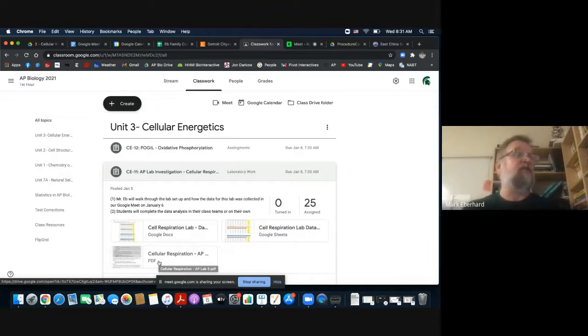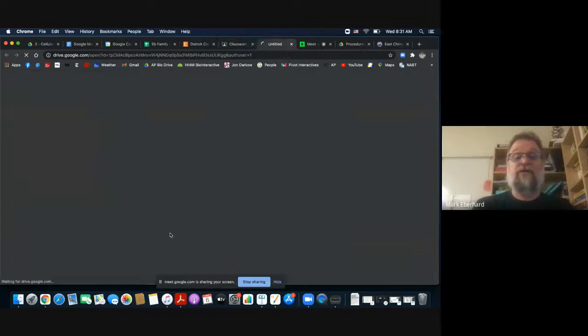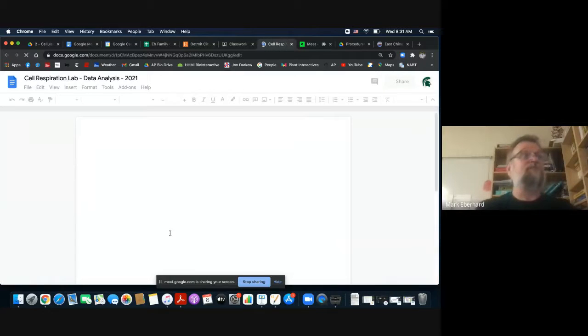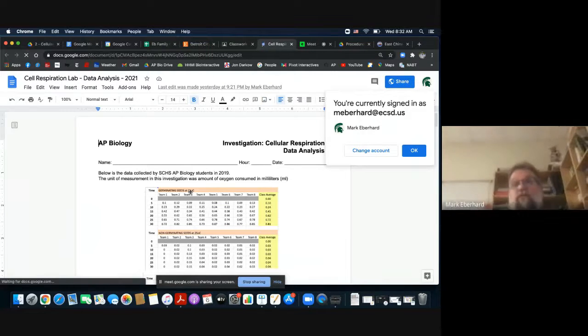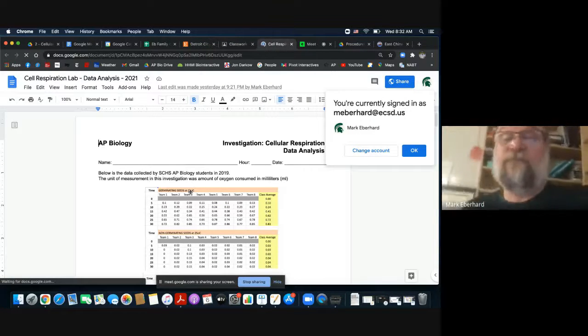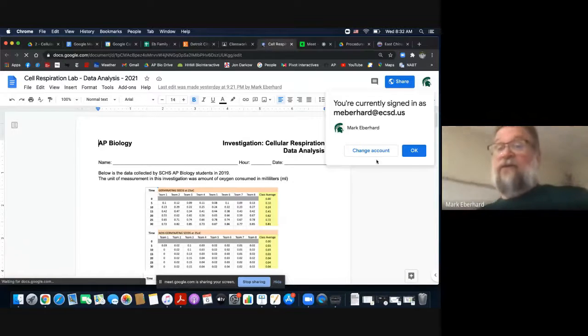This PDF is the actual original directions to the lab. You may need to reference that to answer some of the questions, but I'm going to walk you through how the lab normally is done. So I'm going to need you to open up that first document that looks like this, okay? And we are going to go from there. I'm going to move back here to the lab area.